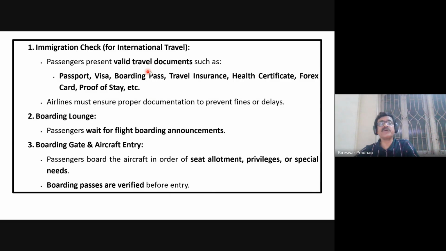Passengers present valid travel documents such as passport, visa, travel insurance, health certificate, forex card, proof of stay, etc. Airlines must ensure proper documentation to prevent fines or delays. Boarding or lounge: passengers wait for the flight boarding announcement. Boarding gate and aircraft entry: passengers board the aircraft in order of seat allotment, privilege, or special needs. Boarding passes are verified before entry.